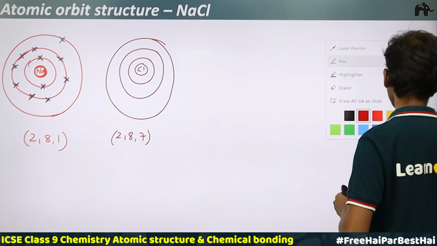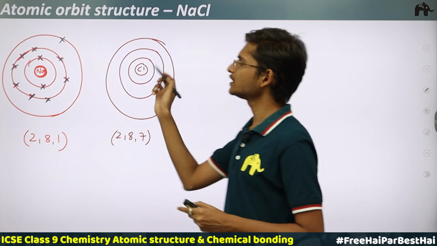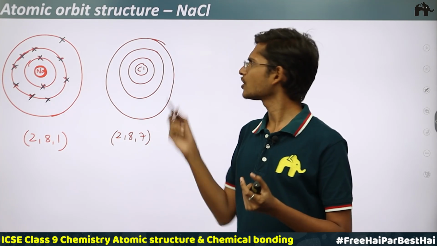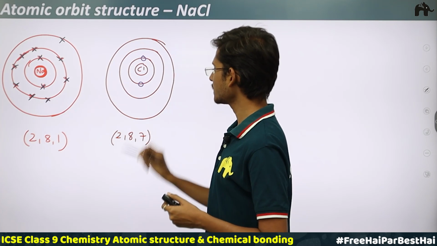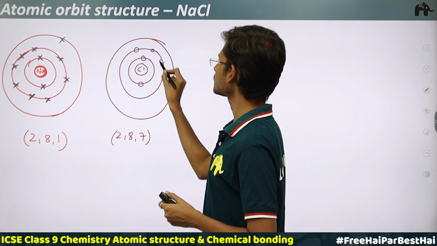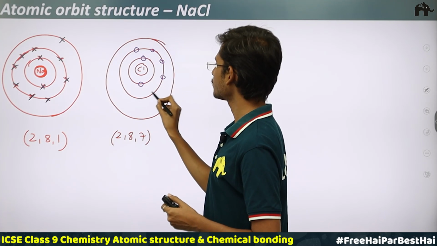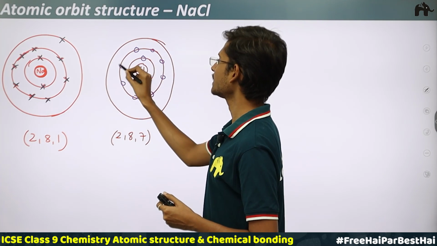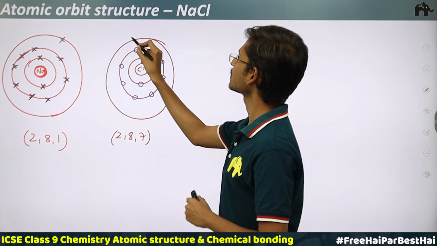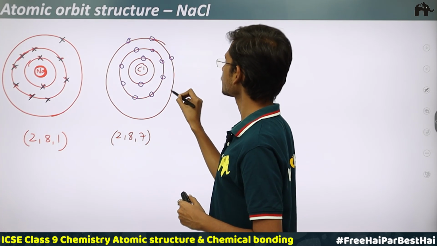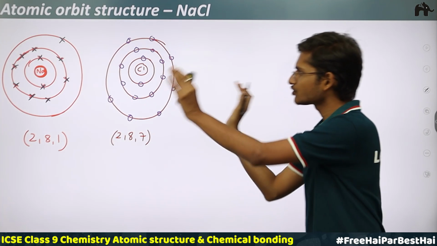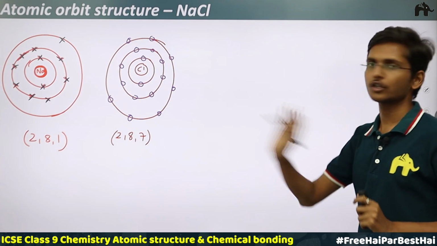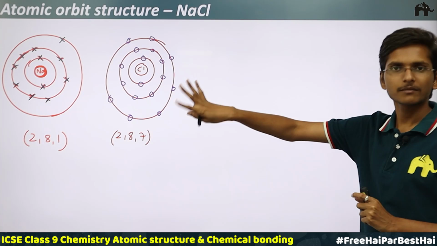For electrons I'm going to use a different color. Here I'm going to show the electrons by dots, or by circles. See, 2 electrons in the first shell, then again 8 electrons in the second shell. So 4, 5, 6, 7, 8, and then 7 electrons in the third shell. So 1, 2, 3, 4, 5, 6, 7. Right? So this is all about the chlorine atom in the orbit structure diagram initially.